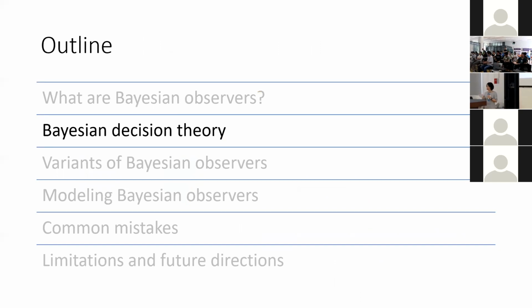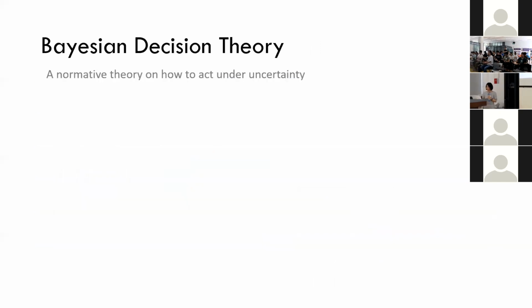So you already touched the Bayesian decision theory, and I'd like to use an example to illustrate it more formally. Bayesian decision theory is a normative theory on how to act under uncertainty. So this is very general.